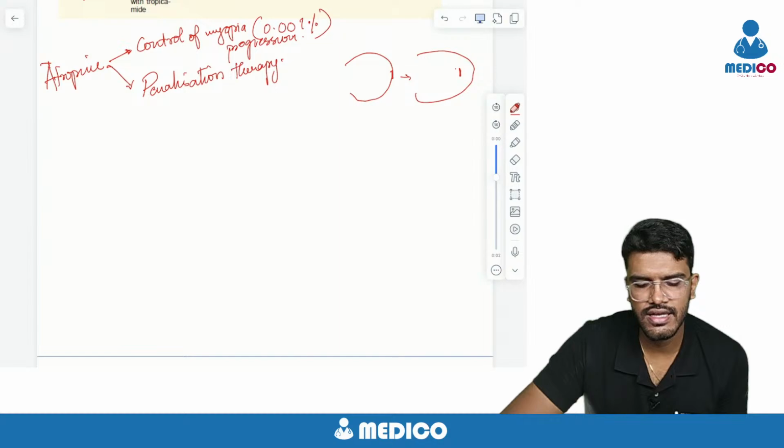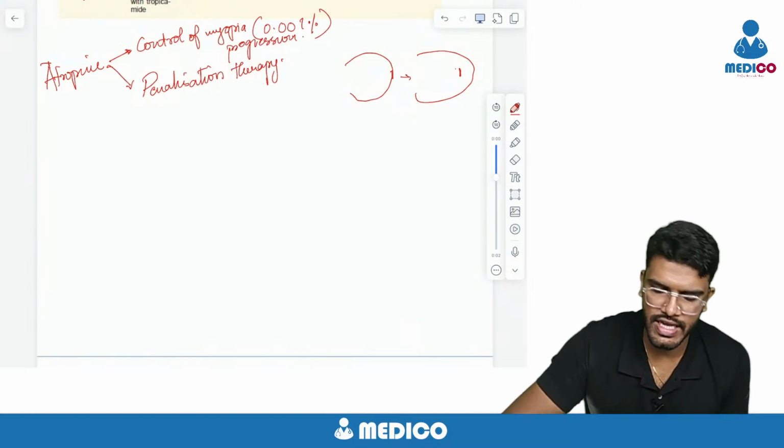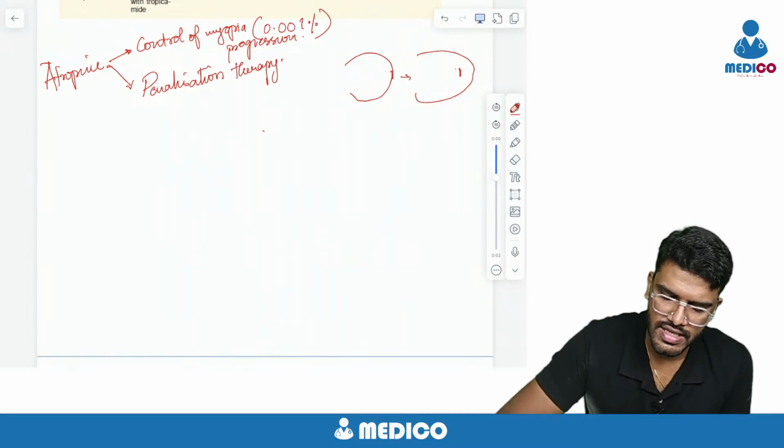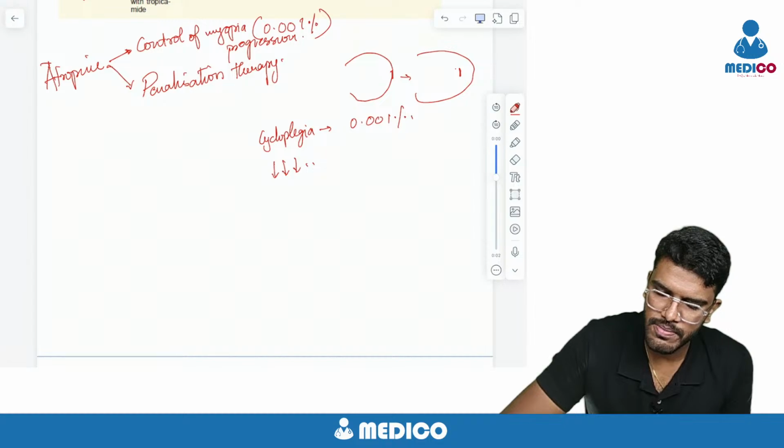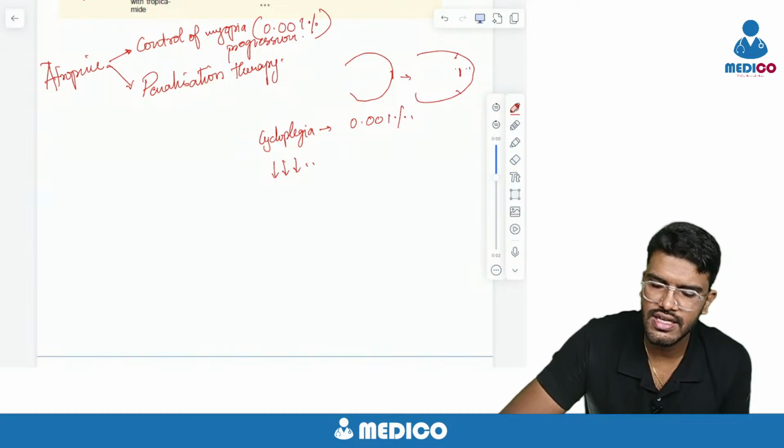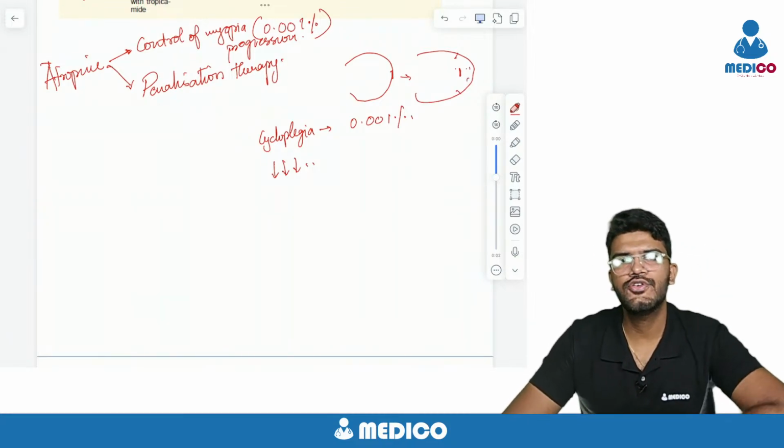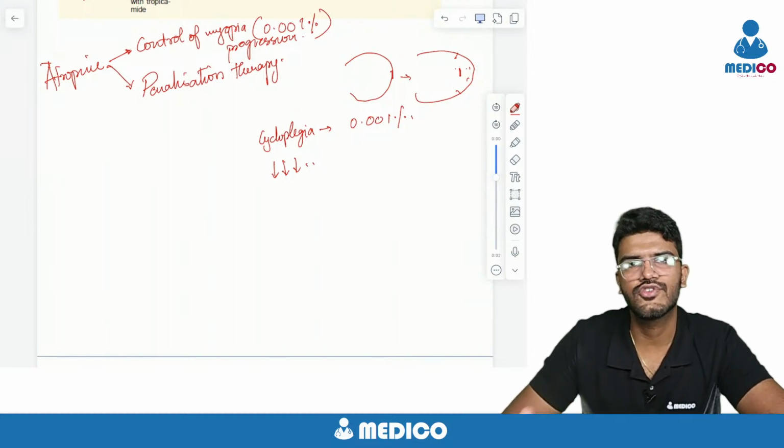So what does atropine do? Atropine is going to bring about cycloplegia, right? At 0.001 percent, it is going to be very minimal. So it brings about a defocus. It creates a concept called defocus, and it is said to reduce the rate of growth of the eyeball.